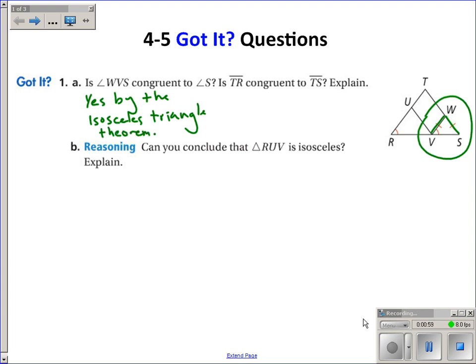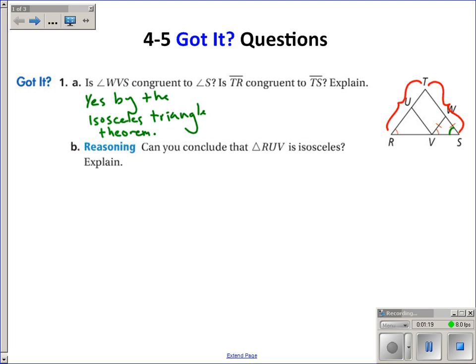All right. So I now know that S is congruent to V. I'll use the 1 mark just like angle WVS. The next part is, is segment TR congruent to segment TS? So is TR, this segment, congruent to this one?